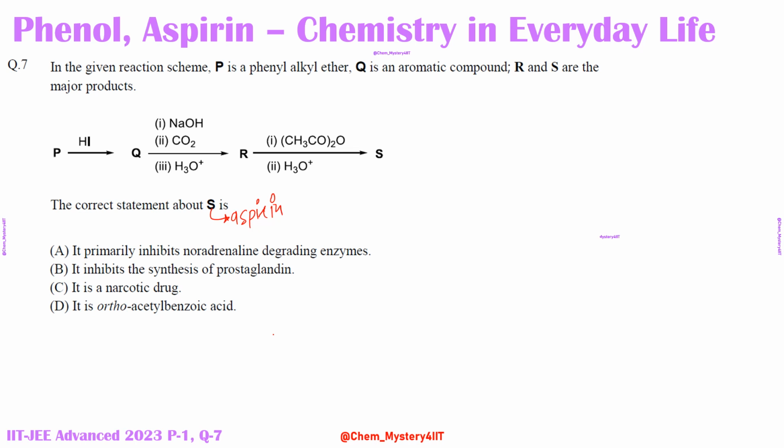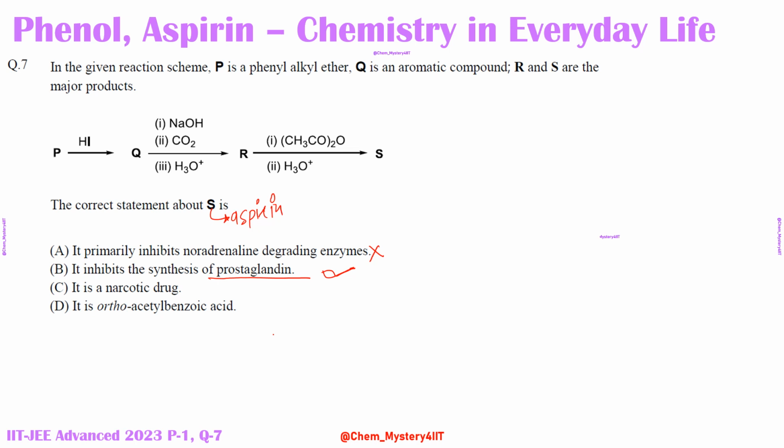It inhibits the synthesis of prostaglandin. True. We have just seen that cyclooxygenase, COX, is basically responsible for the conversion of arachidonic acid into prostaglandin. And if this prostaglandin is not synthesized, then pain can be eliminated. That cyclooxygenase enzyme is inhibited by the use of aspirin. So that was the correct option.